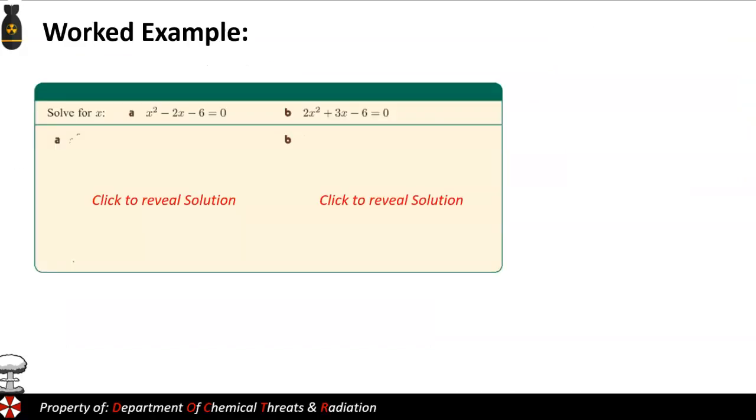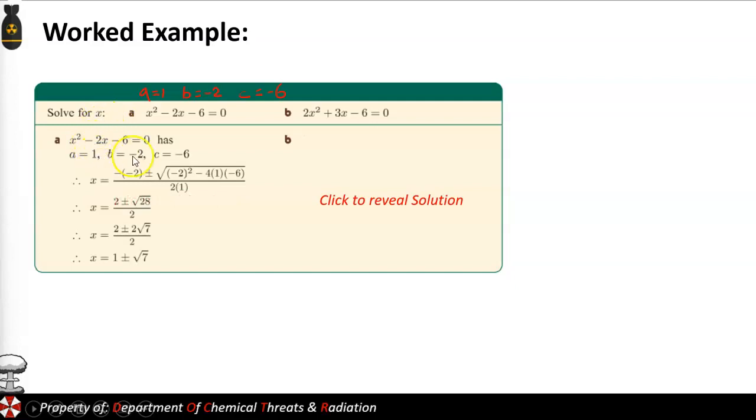So let's look at a worked example. We've got x squared minus 2x minus 6. Hopefully you can see a is 1, b is negative 2, c is negative 6. So if we look at our solution here, exactly as we said, a, b, c, we plug them in. So minus minus 2, 1, minus 6, 1. Crunch all that in the calculator, or if you want, you can do it step by step. You get 2 plus or minus root 28 over 2. That's nice. We can then condense that into 2 root 7.